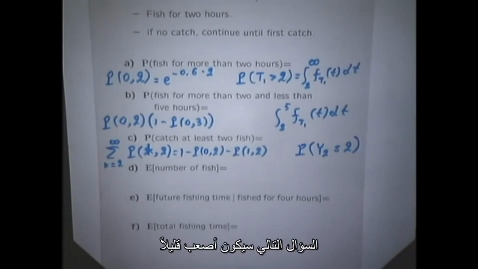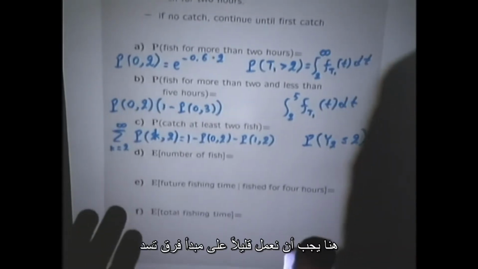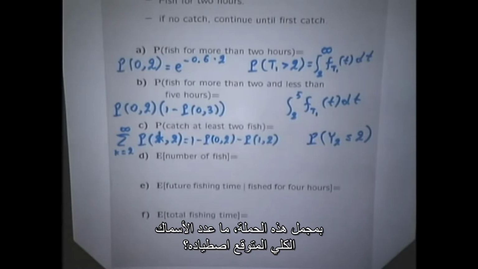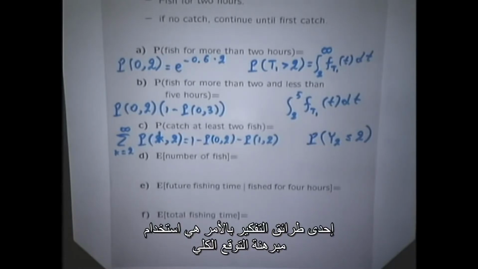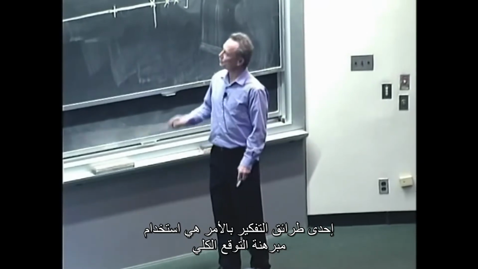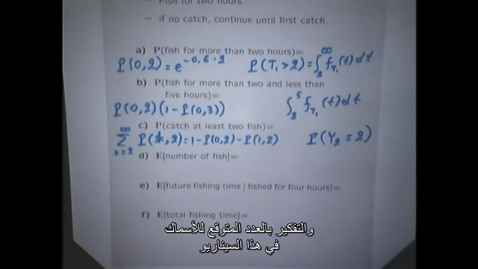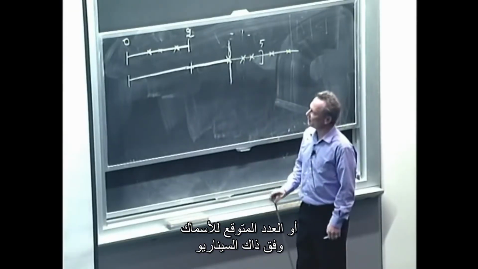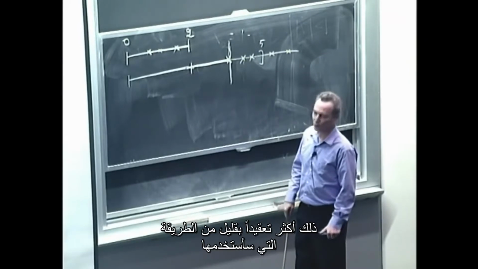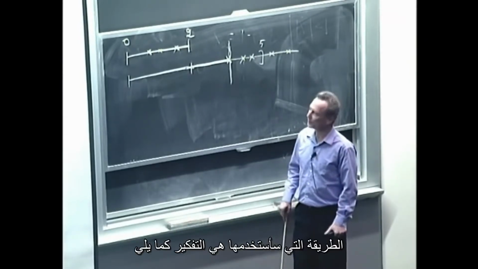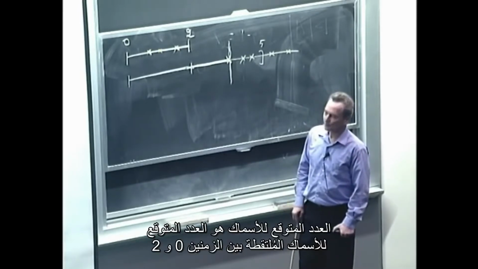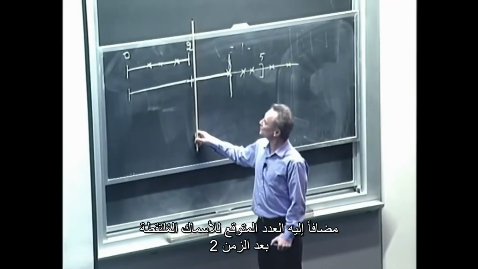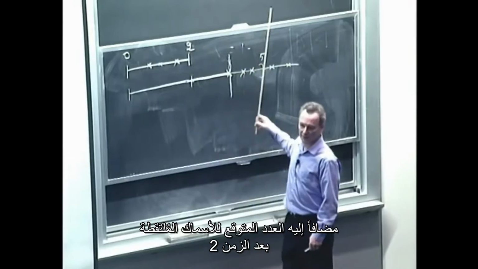Okay, the next one is a little trickier. Here we need to do a little bit of divide and conquer. Overall, in this expedition, what's the expected number of fish to be caught? One way to think about it is to try to use the total expectation theorem and think of expected number of fish given this scenario or expected number of fish given this scenario. That's a little more complicated than the way I'm going to do it. The way I'm going to do it is to think as follows. Expected number of fish is the expected number of fish caught between times 0 and 2 plus expected number of fish caught after time 2.